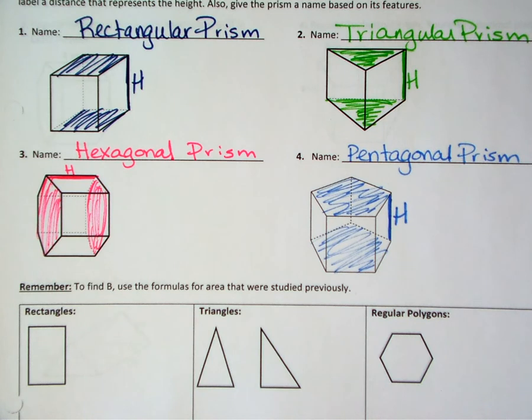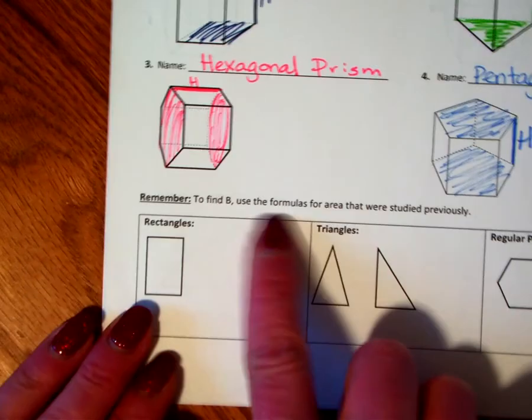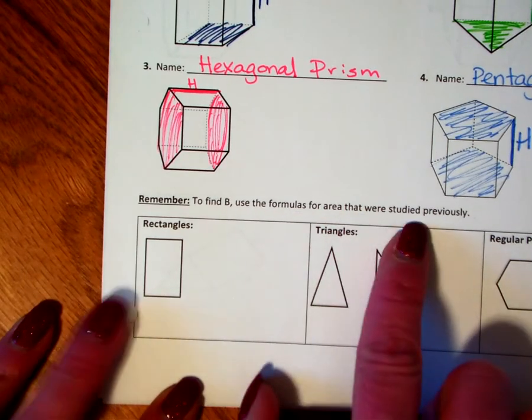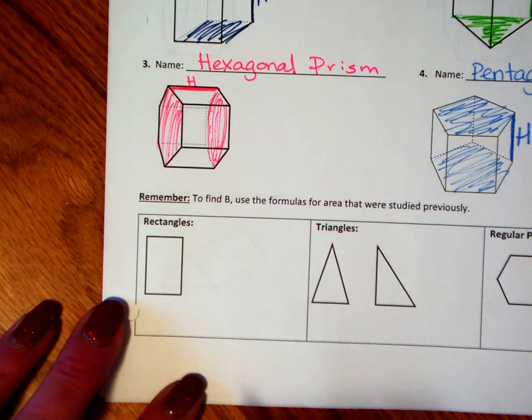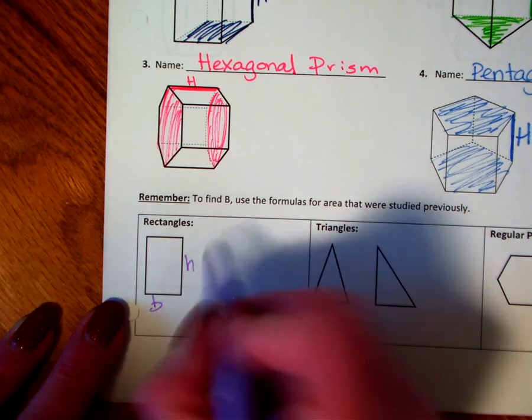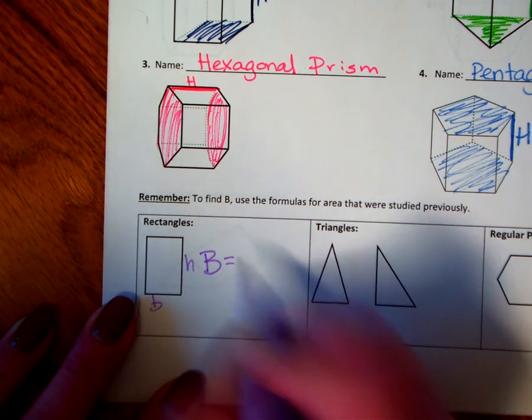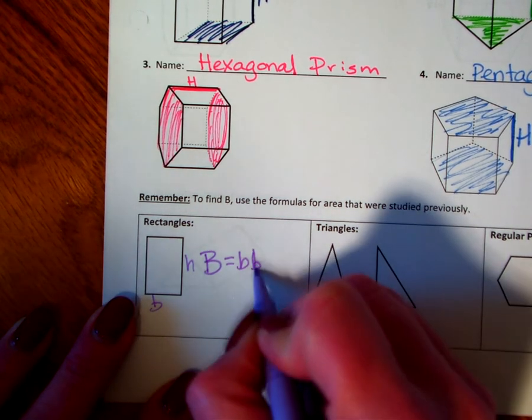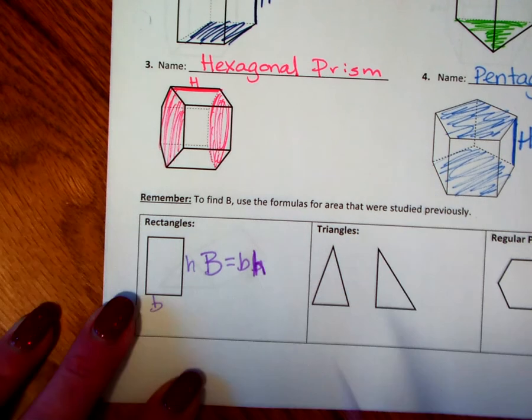Okay, so remember that you always need to find B, the base. Use the formula for the area that we studied previously. So remember, in a rectangle, we have base times height. So to find the area of the base, we take base times, oops, that's an H, sorry. Base times height.